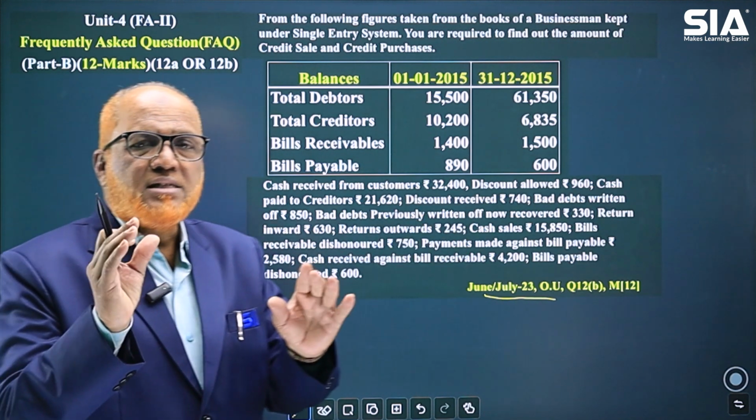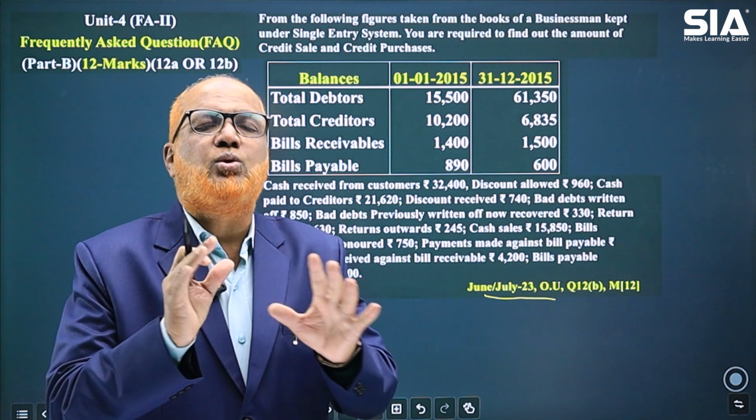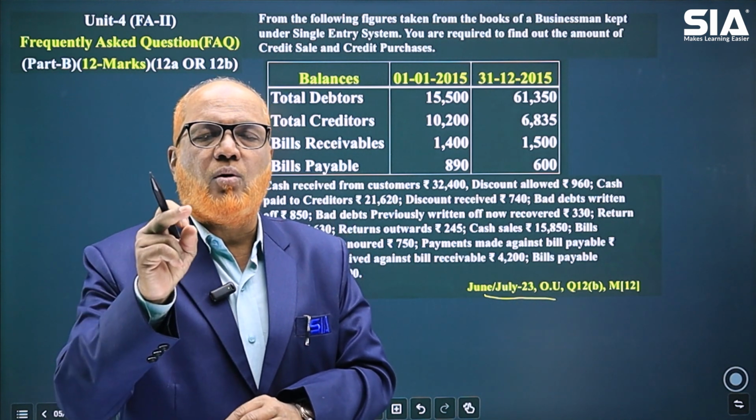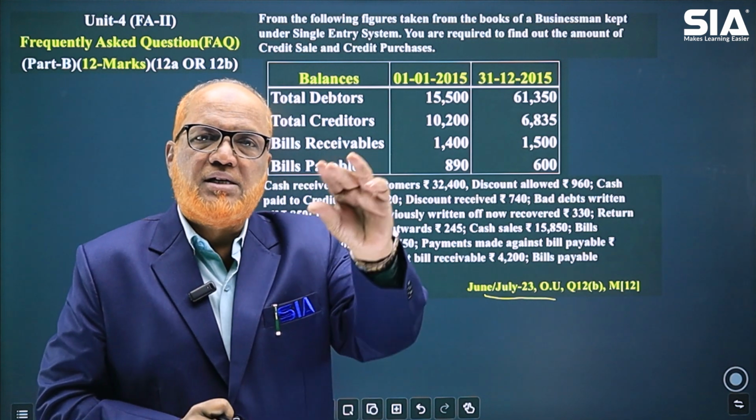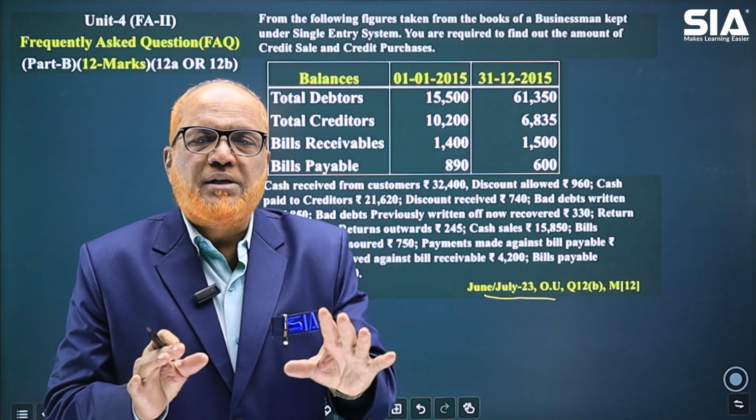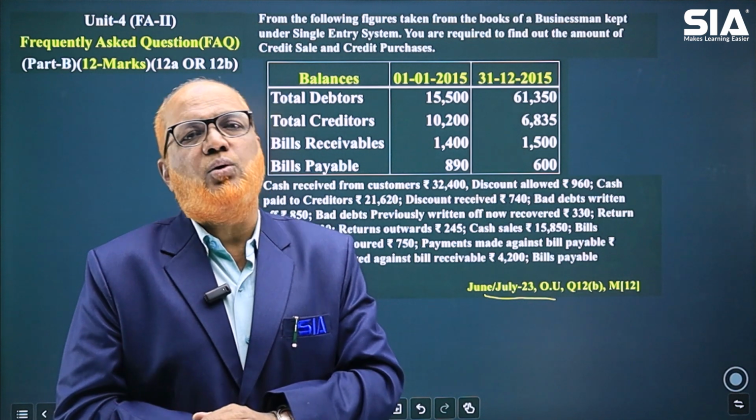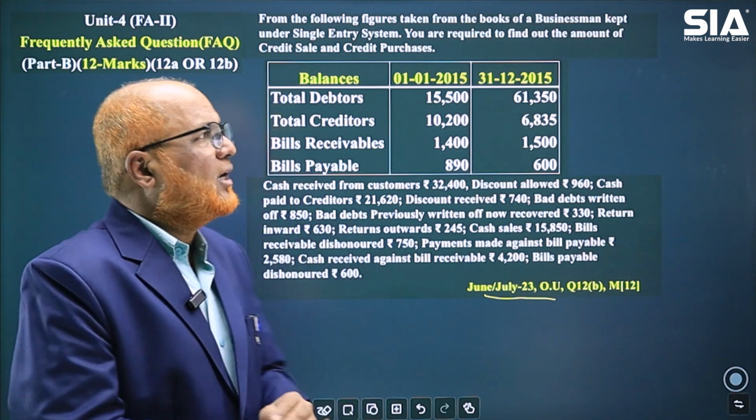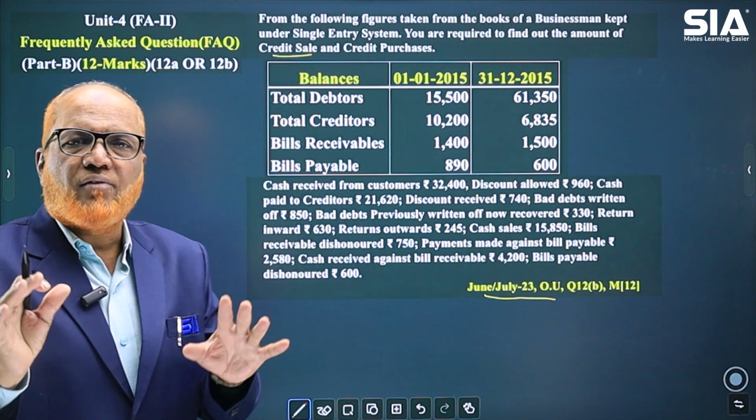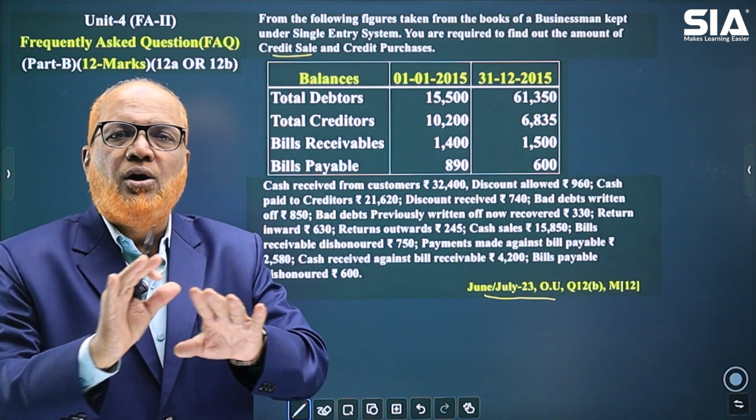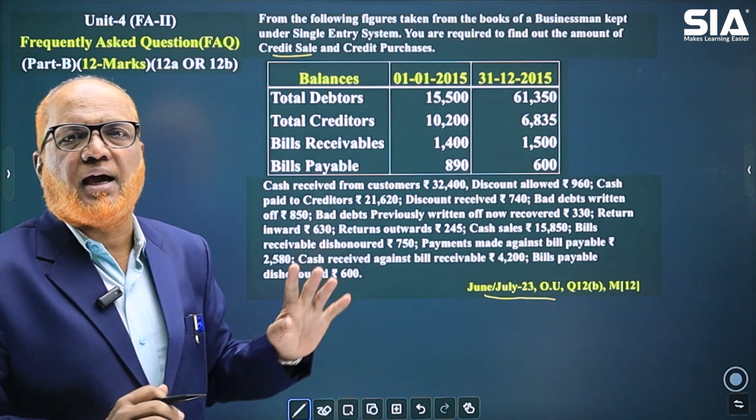Remember, cash sales will not come in total debtors account. If you are required to calculate total sales, then you need credit sales and cash sales. But presently it is not asking you to calculate total sales. It is asking you only credit sale. So when we are finding out only credit sale, don't consider the cash sales.